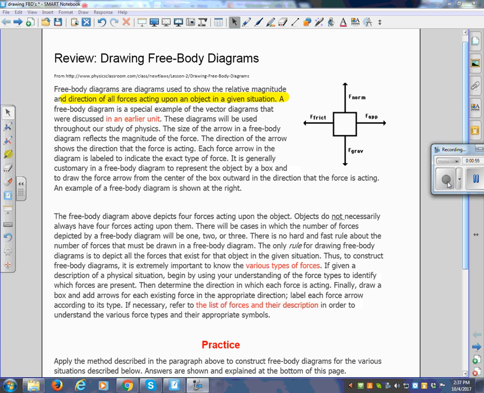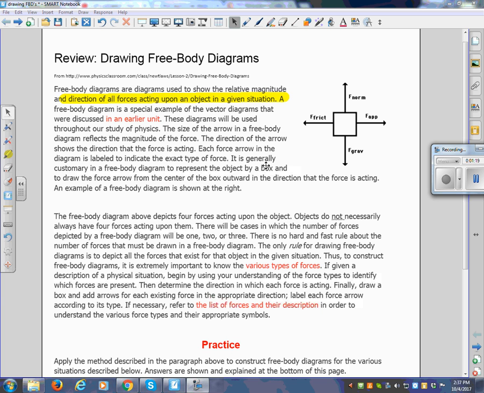Okay, so a free body diagram is a special example of the vector diagram discussed in an earlier unit. These diagrams will be used throughout our study of physics. The size of the arrow in a free body diagram reflects the magnitude of the force. So generally, the longer the arrow, the greater the force, right? Yes, generally. The direction of the arrow shows the direction the force is acting. Each force arrow in the diagram is labeled to indicate the exact type of force.